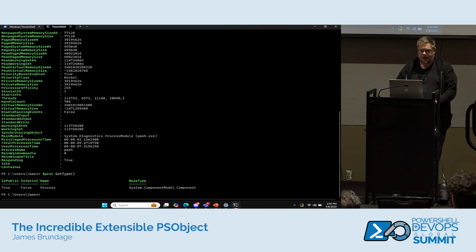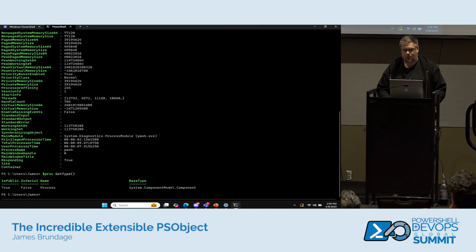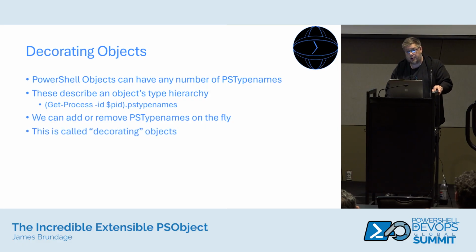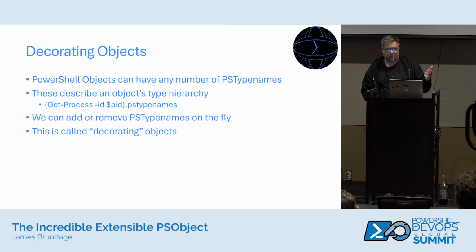Incredible, extensible PSObjects. Does anyone know another language that can do that? PowerShell is a very cool language. I did just demonstrate that we can add or remove PSTypeNames on the fly. This is called decorating objects. So when you hear somebody talk about decorating an object in PowerShell or wanting a decorated return, they mean they want objects that are returned with specific PSTypeNames.